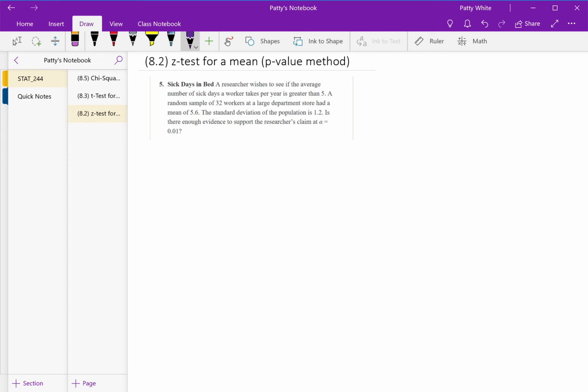Today we're going to look at an example of a one-sample z-test for a mean, and the method we are going to use is the p-value method. So our first step is to read the problem and decode it.